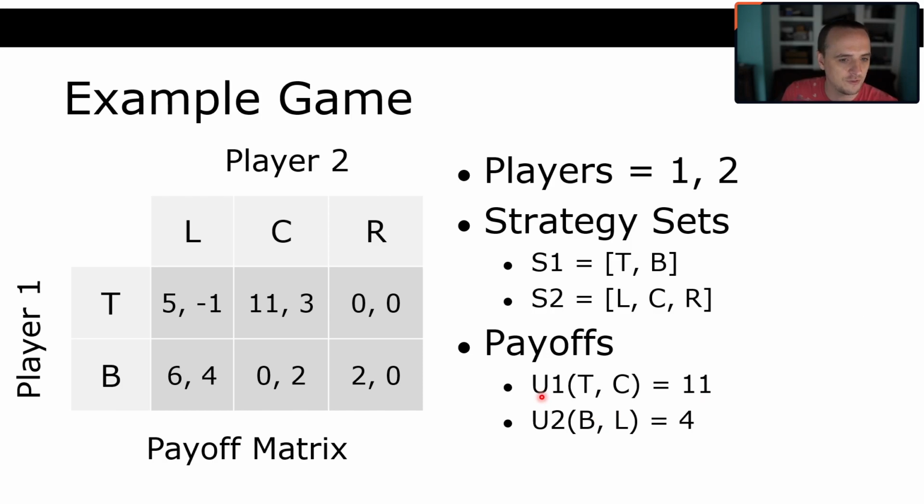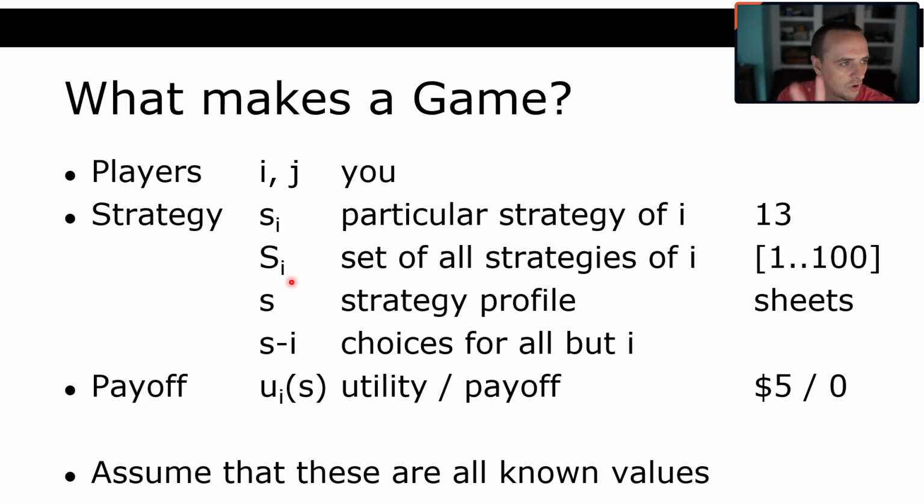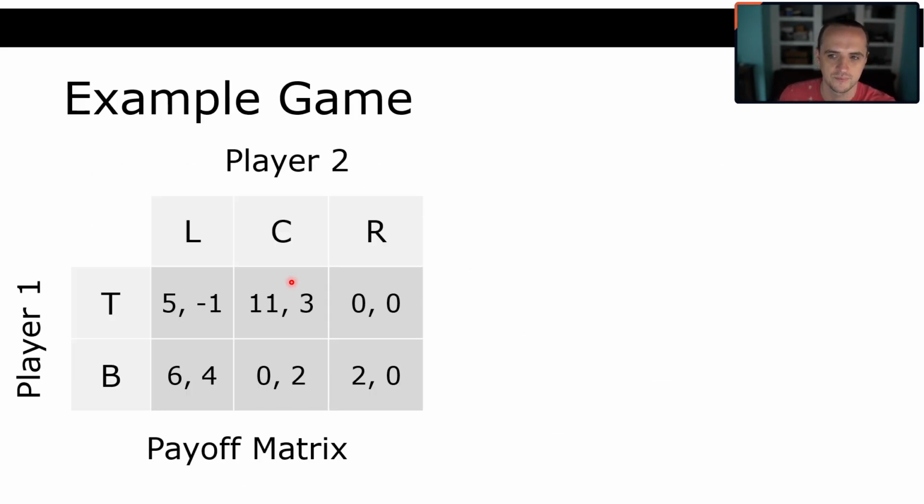An example payoff: the utility for player 1 of player 1 choosing top and player 2 choosing center. So here we go, player 1 choosing top, player 2 choosing center. It's the first one, so it's 11. Another utility could be the utility for player 2, where player 1 chooses bottom and player 2 chooses left. So down here, bottom and left. Alrighty, so that's how you would take a game that's shown in tabular form and translate it into this more mathematical nomenclature form, right? Cool.